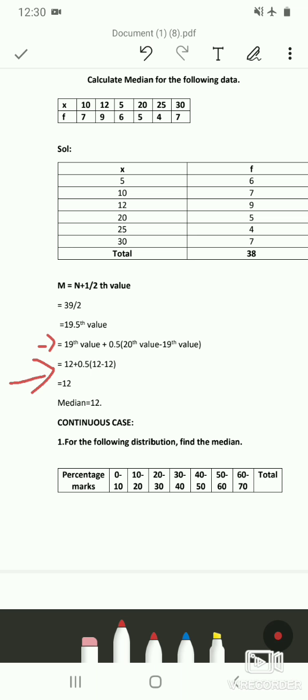So if the data is not arranged, the first step is to arrange the data, then find the LCF, calculate the value of the median, and check the value in the LCF, and the corresponding value is your median value. Now we have seen ungrouped data and discrete data and how to calculate the median. Now let's see how to calculate the median for the continuous case. The question is: for the following distribution, find the median.